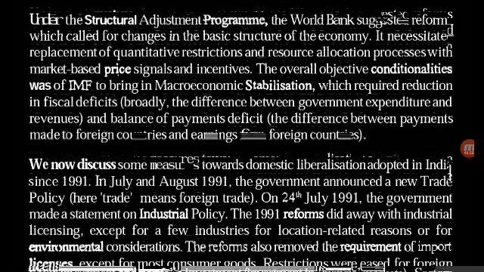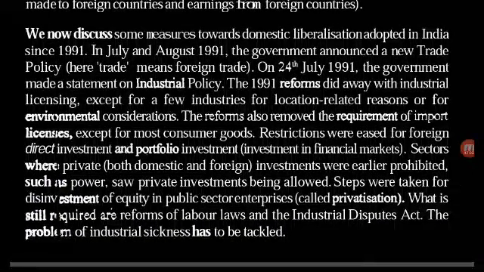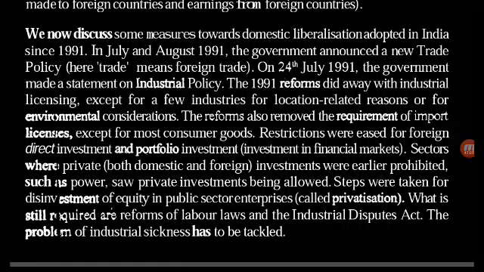We now discuss some measures towards domestic liberalization adopted in India since 1991. In July and August 1991, the government announced a new trade policy. Here, trade means foreign trade. On 24th July 1991, the government made a statement on industrial policy. The 1991 reforms did away with industrial licensing except for a few industries for location-related reasons or for environmental considerations.